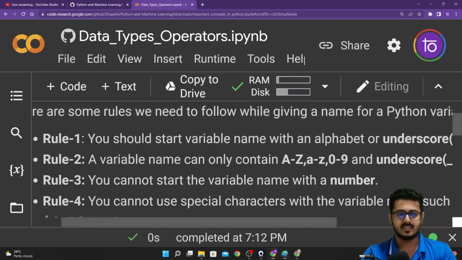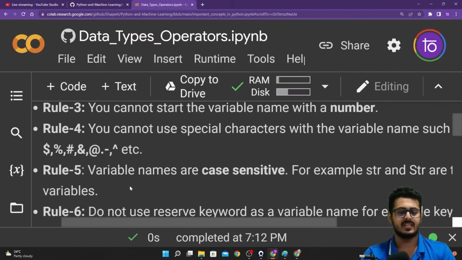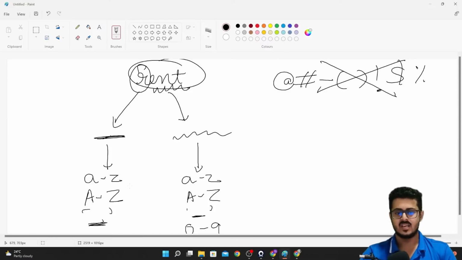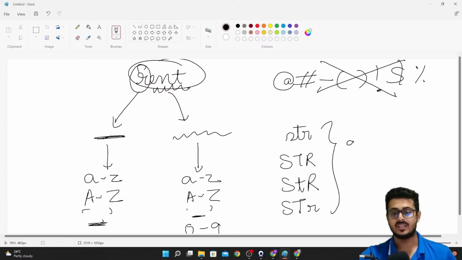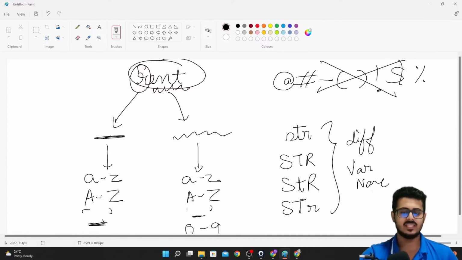The next rule is that variable names are case sensitive. Python itself is a case sensitive language, guys. So if you write small str, capital STR, or capital S small t capital R, all these will be considered different variable names. Why is that the case? Because Python is a case sensitive language.